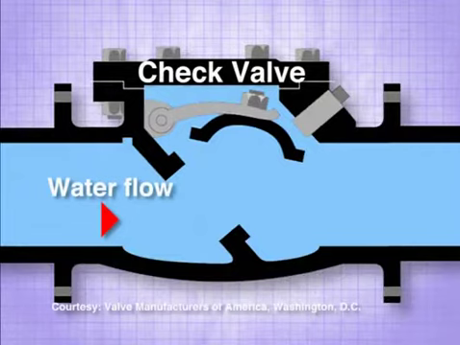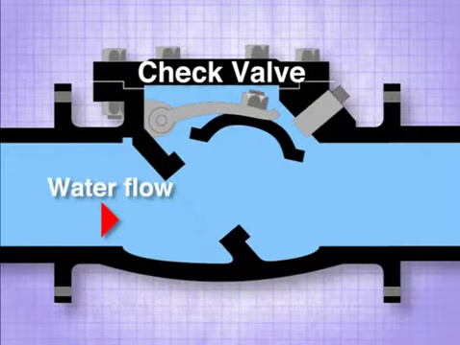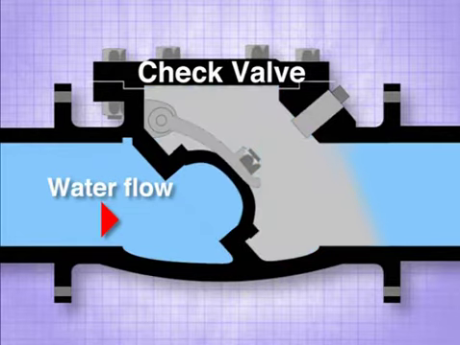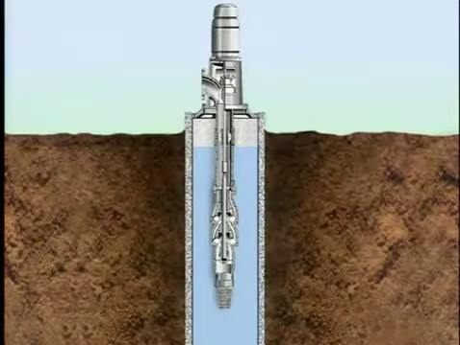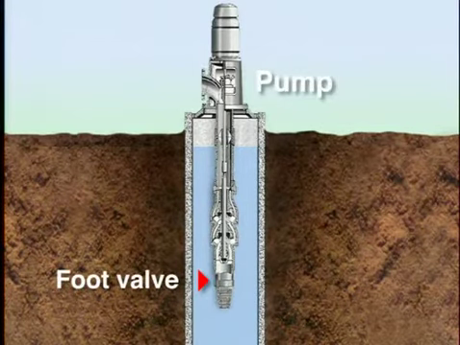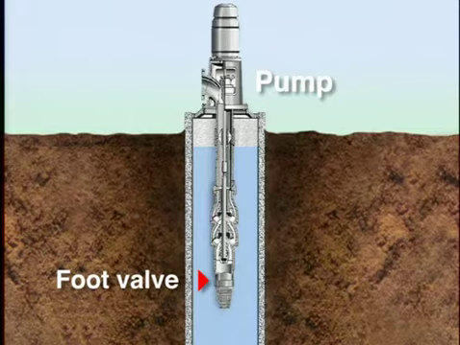Check valves are designed to allow the flow of water in only one direction. The most common use is on the discharge of pumps to prevent backflow when the pump is shut down. A foot valve is a special type of check valve installed at the bottom of a pump suction so the pump will not lose its prime when the power is turned off.